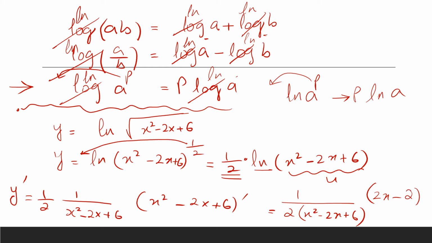Now the first thing is that in 2x minus 2, you can take the common 2 and cancel it with this 2. So either do it like that or just stop over here. Let's try to solve such a question one more time.